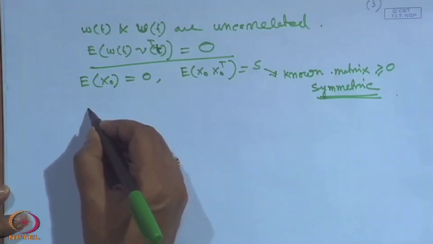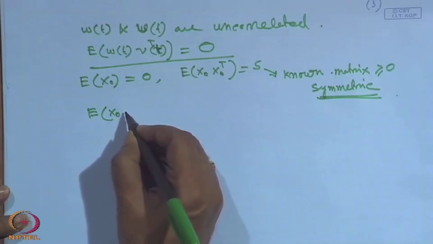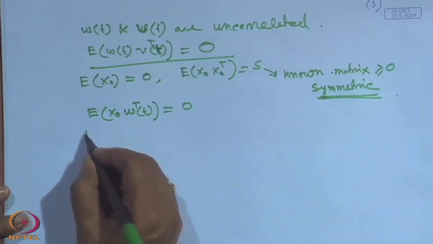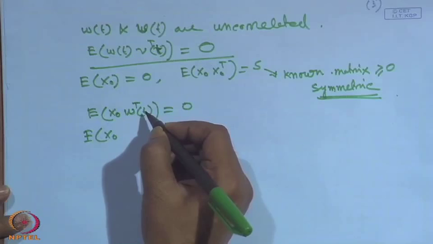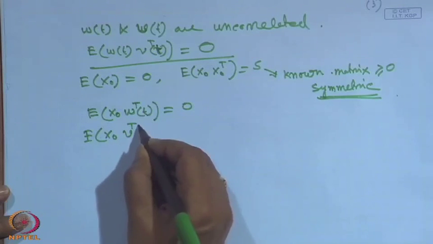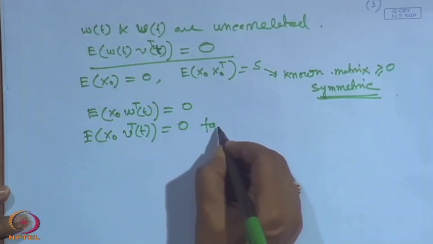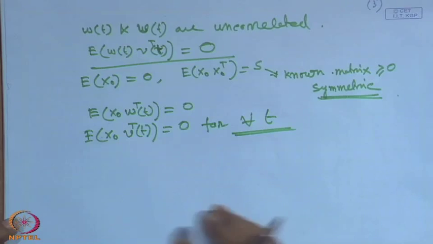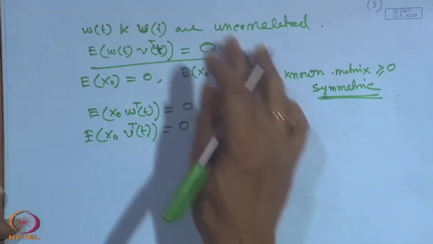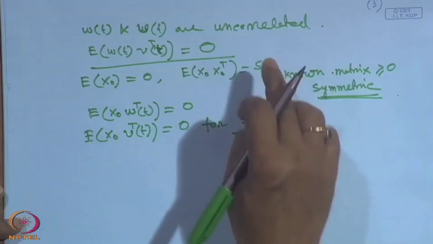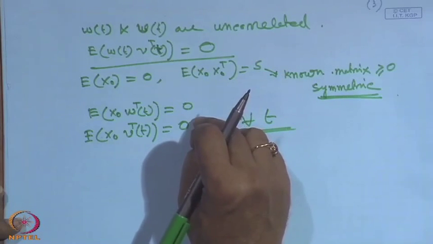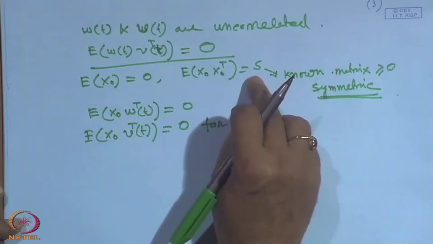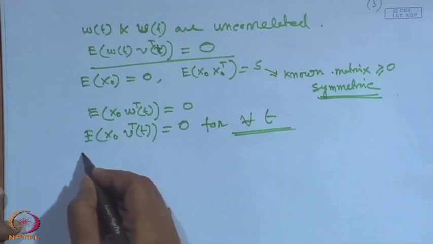And they are uncorrelated: the initial state is uncorrelated with w of t. Similarly, the initial state is uncorrelated with the input noise, as well as with the measurement noise, for all t. So these are the assumptions made before we solve the LQG problem. There are further characteristics: the input noise covariance matrix, the output noise covariance matrix, and the initial state covariance matrix, which is known to us.